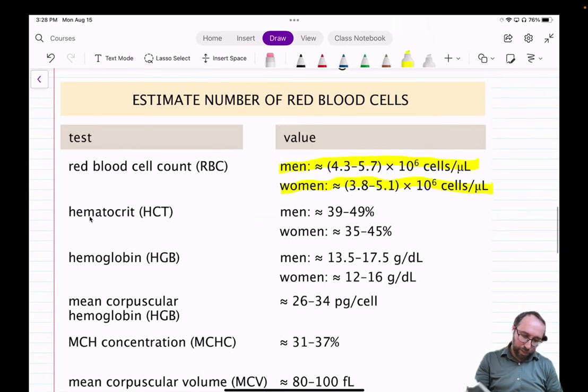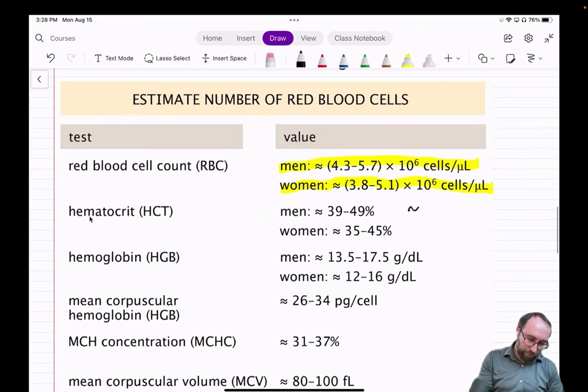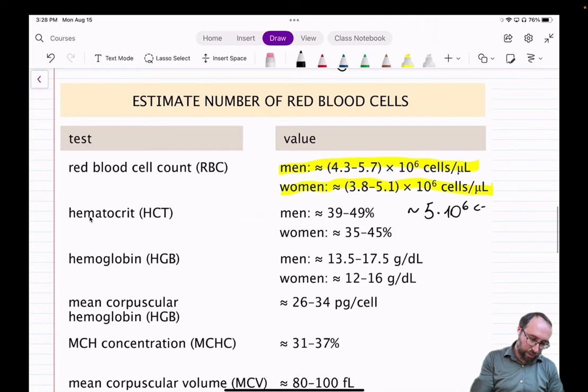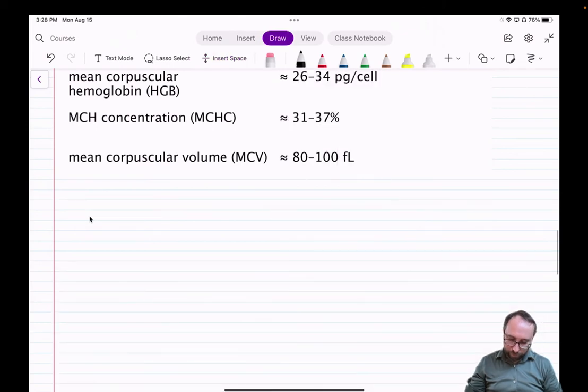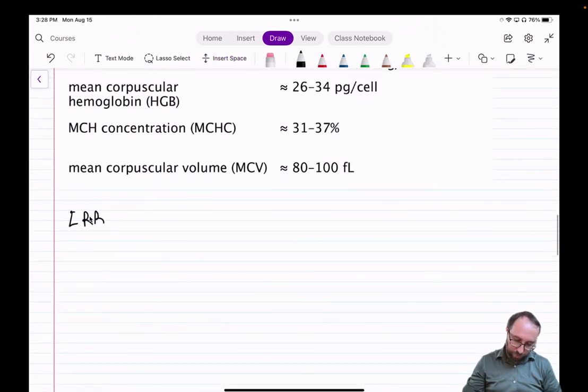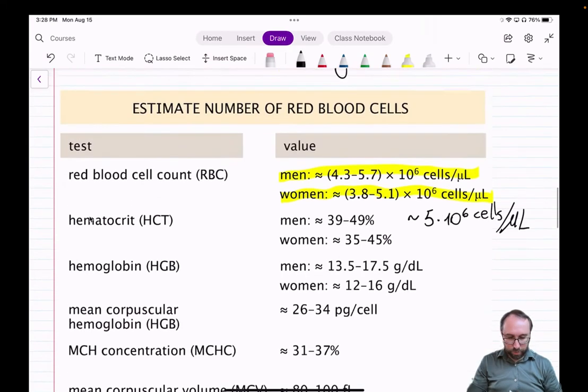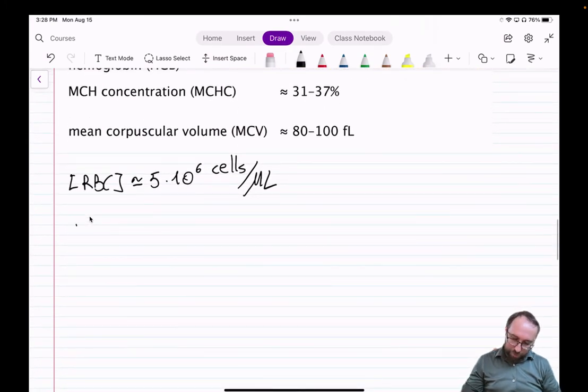these are the typical concentrations of red blood cells in the body. So it's about 5 times 10 to the 6 cells per microliter. Okay, so we know that the concentration of red blood cells is on the order of 5 times 10 to the 6 cells per microliter. Okay, and the volume of our blood, that's a good number to carry around, is on the order of 5 liters.